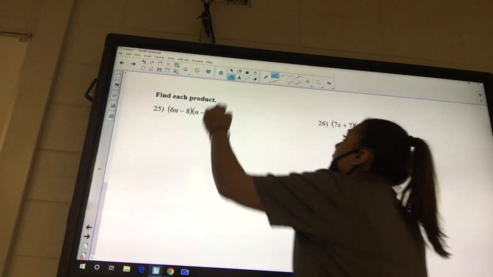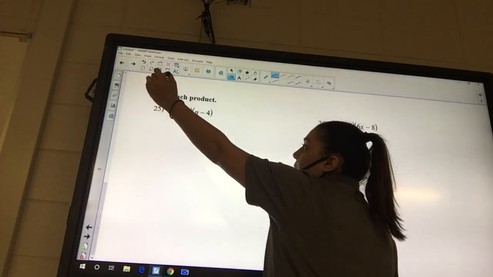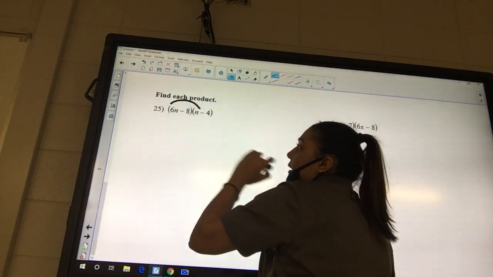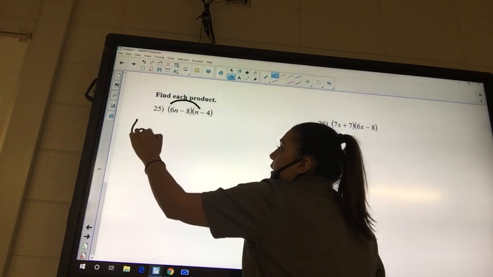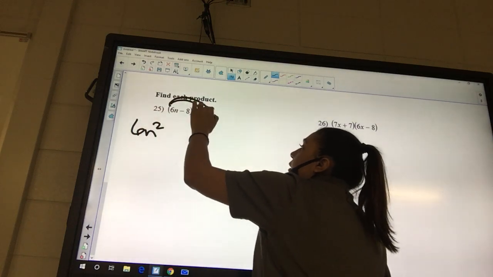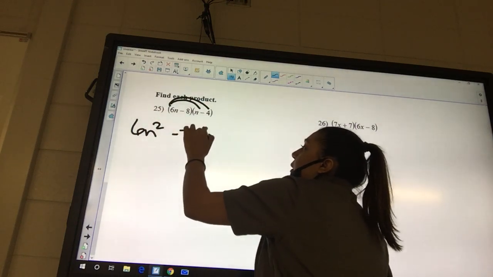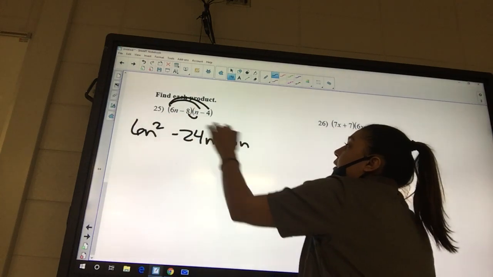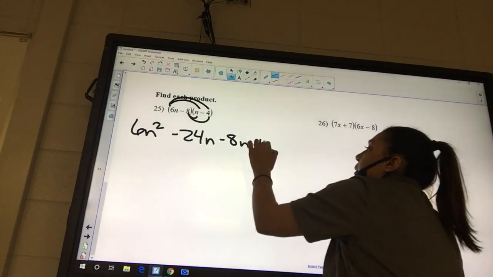So, we multiply what? 6n and... The first, so 6n times n is going to be 6n squared. Then the outer is going to be negative 24n. The inner, negative 8n. And then the last is going to be plus 32.